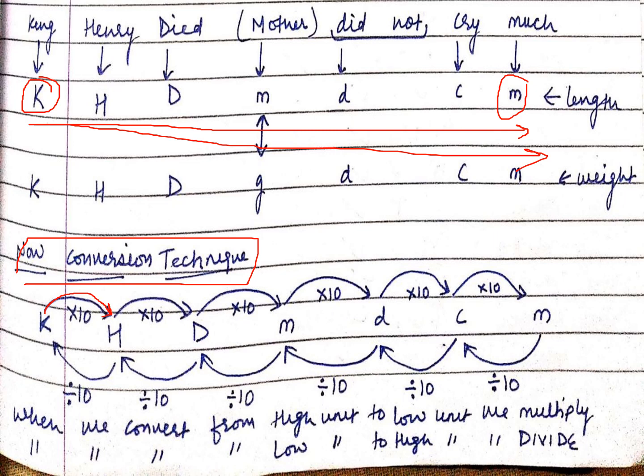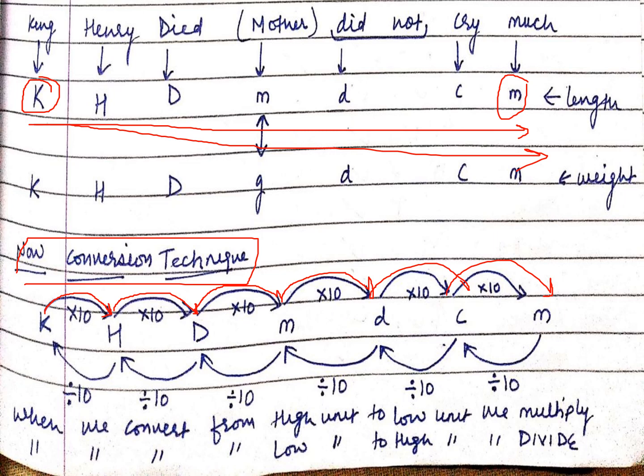So when you go from kilo to hecto, multiply with 10. When you go from hecto to deca, multiply with 10. Deca to meter, multiply with 10. Then multiply with 10, multiply with 10, multiply with 10. These multiplications are for each jump. Suppose you jump 2 times. You have to multiply 2 times with 10. Okay, we will discuss that.